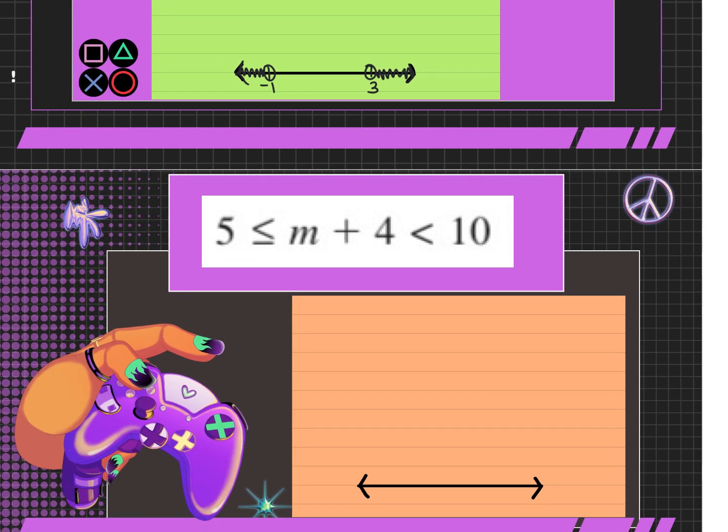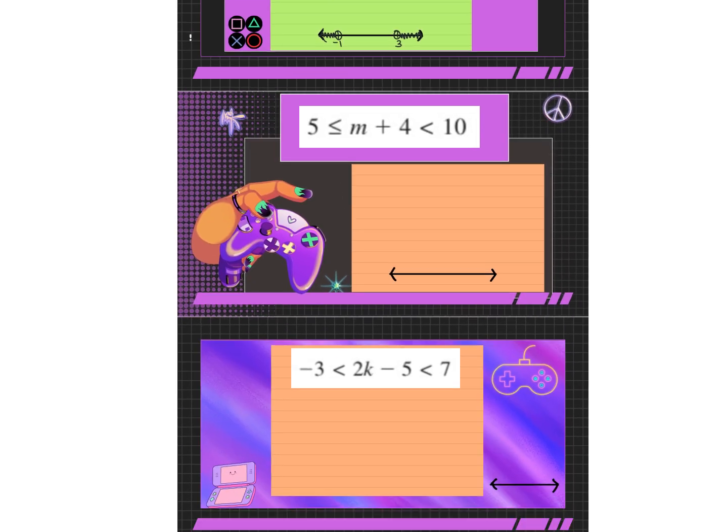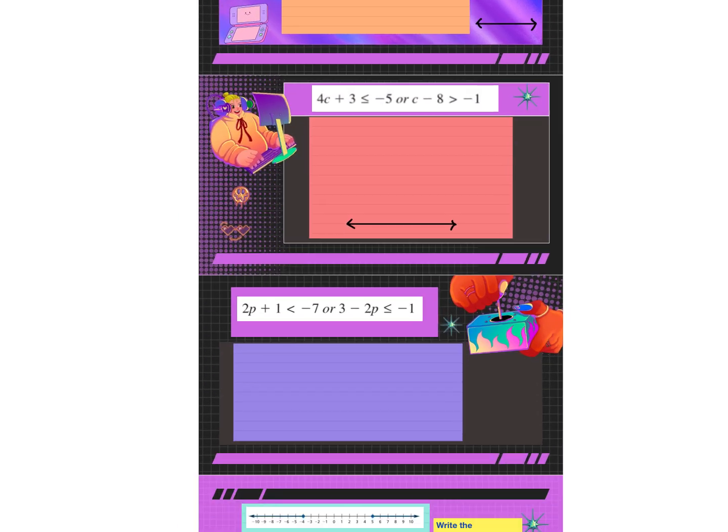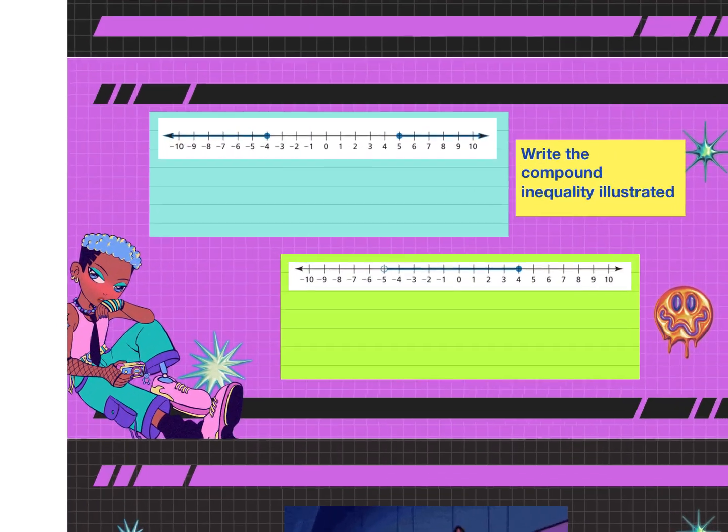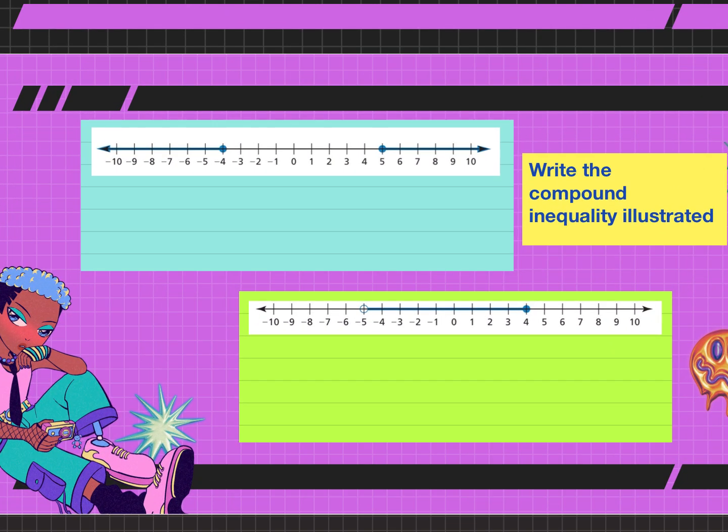This is some practice that I had everyone do on their own. So the last thing I'm going to do is move on to the second to last slide, because I want to make sure we understand how to write a compound inequality from a graph.